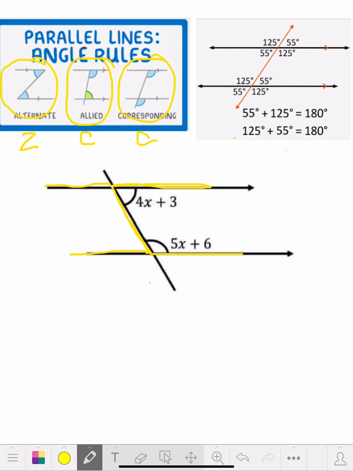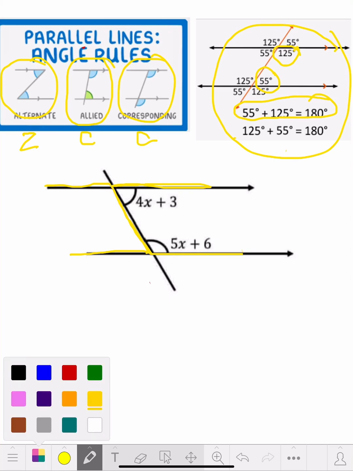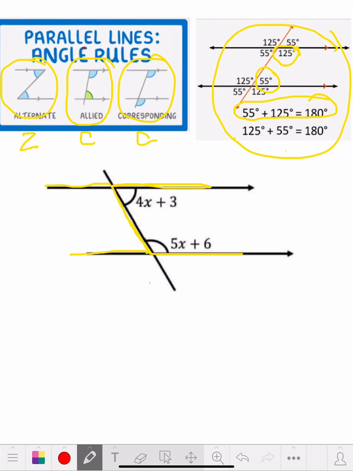And what I also put is, on the C rule, it shows above here, I'm going to circle this in yellow too, that these interior angles here, one's 125 and one's 55, they equal 180. So that means the 4x plus 3 and the 5x plus 6, you add them two together, you're going to get 180. So that's all there is to it. We just got to solve this problem for the x. Let's see what we get.